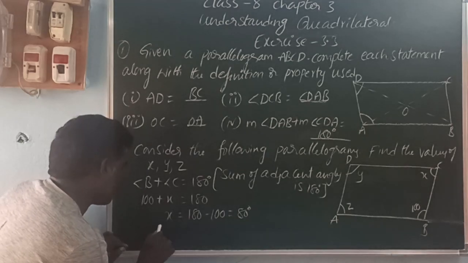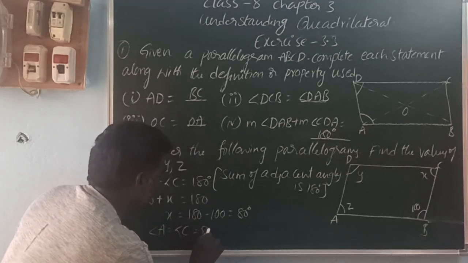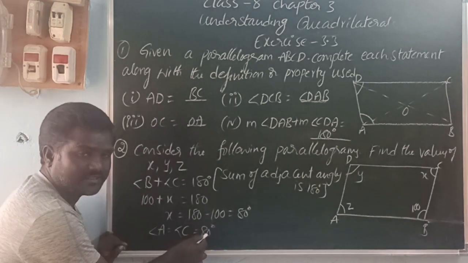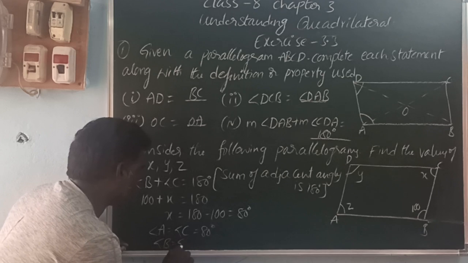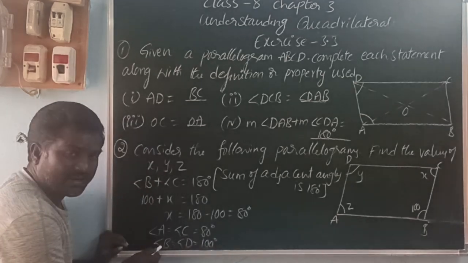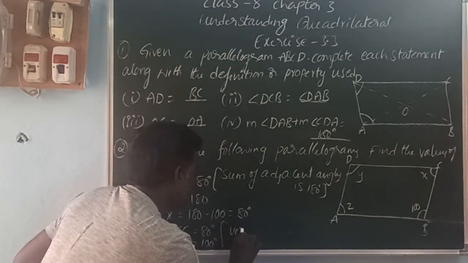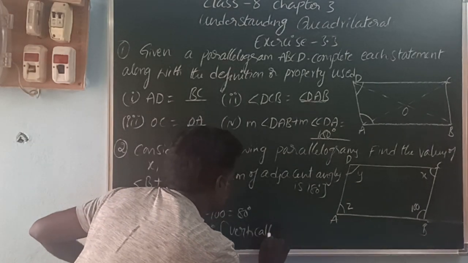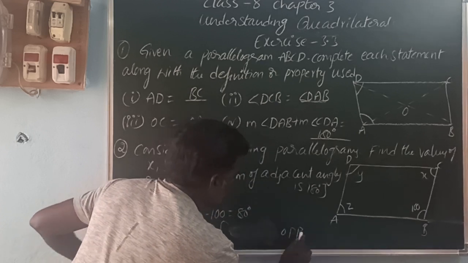Next, opposite angles are equal. So angle A is equal to angle C, which is 80. Angle C is 80, so angle A is also 80. Next, angle B is equal to angle D, which is 100. Angle B is 100, so angle D is also 100. Why? Because opposite angles are equal.